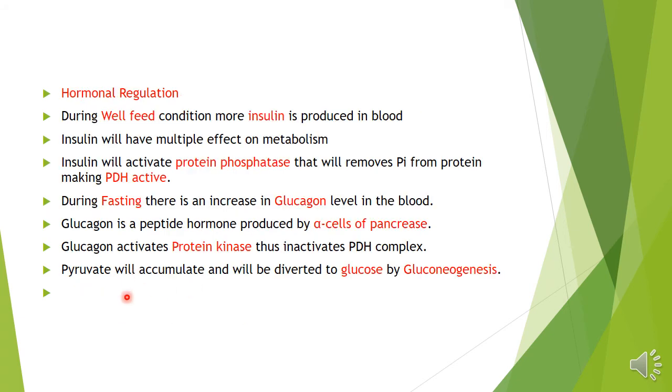And for hormonal regulation, we have seen that under well-fed conditions, insulin will be produced, protein phosphatase will be activated, and PDH will become active. Under fasting conditions, the glucagon level will be high in the blood, which is secreted by the pancreas, and a protein kinase will be activated. As a result, that inactivates the PDH complex. As a result, pyruvate will accumulate and will be diverted to glucose by gluconeogenesis.